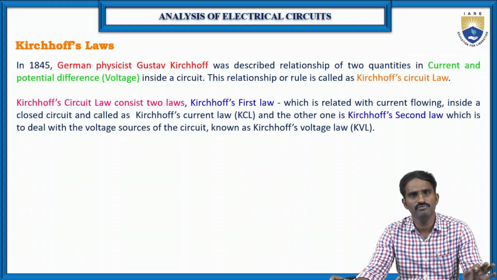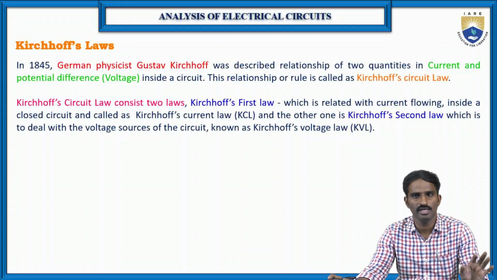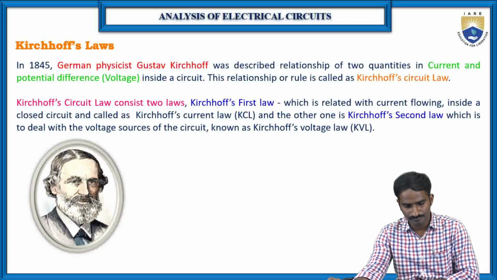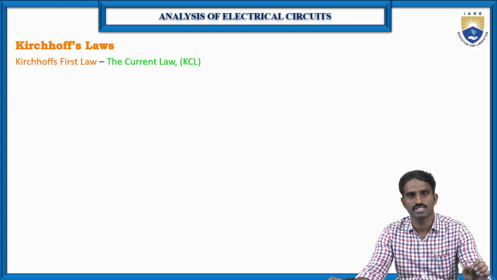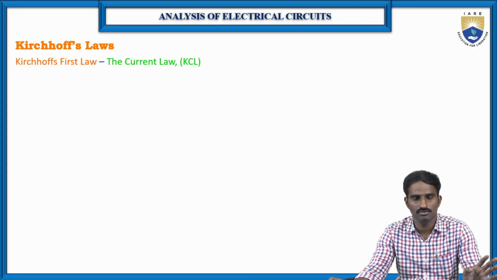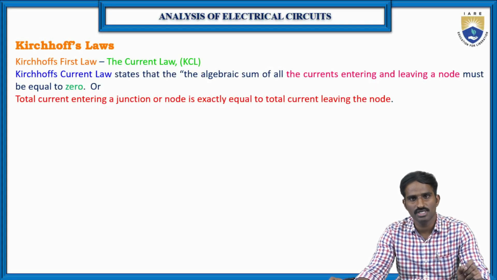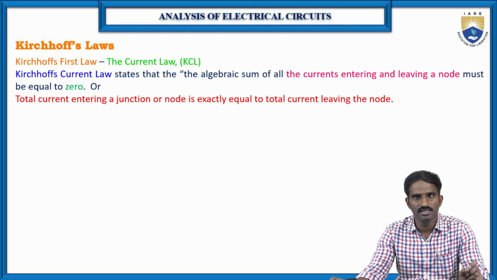Most popularly, we differentiate the 2 Kirchhoff's laws as Kirchhoff's current law and Kirchhoff's voltage law. Simply, we can call them KCL and KVL. First, let us discuss Kirchhoff's first law, which is KCL. According to Kirchhoff's first law, or Kirchhoff's current law, it states that the algebraic sum of all the currents entering and leaving a node must be equal to 0.